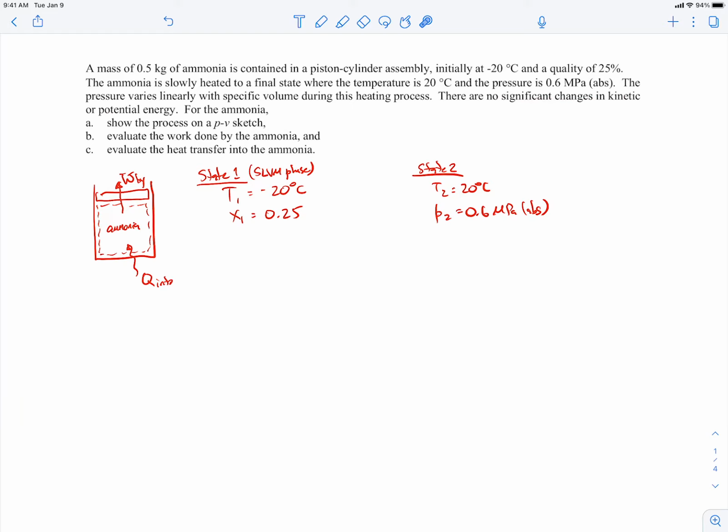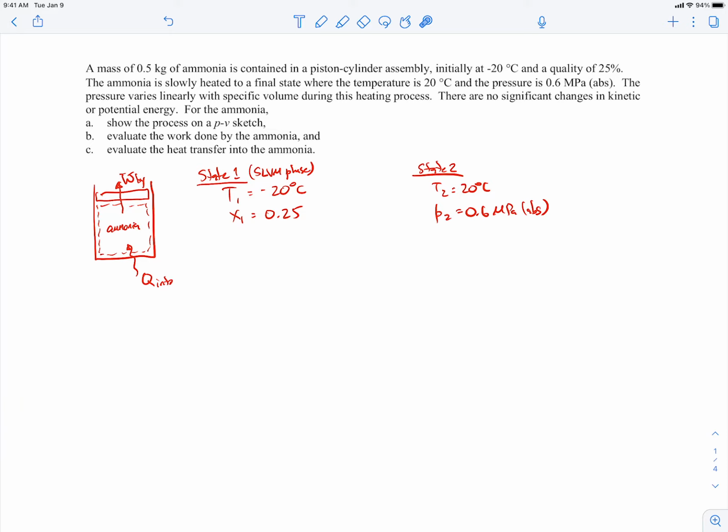So for the ammonia, show the process on a PV sketch. We'll probably do that somewhere a little bit later into the process, since we're first going to need to calculate the property values at the different states. Evaluate the work done by the ammonia. That'll be PdV work, since we're working against a piston. And then evaluate the heat transfer into the ammonia. That will be a first law analysis, because the first law involves the heat transfer term. From part B, we'll have evaluated the work term, and we can get the internal energy from determining the properties at state 1 and state 2. Okay, so that's an outline of where we're headed.